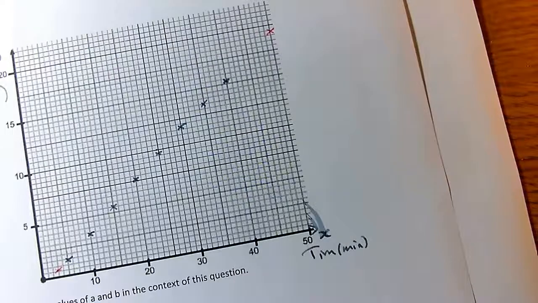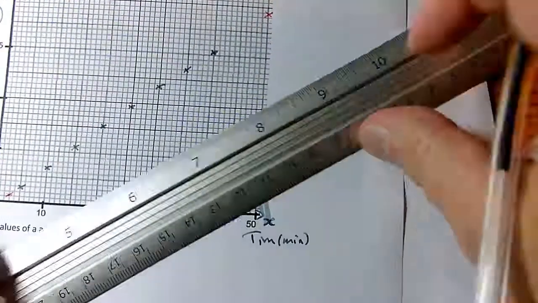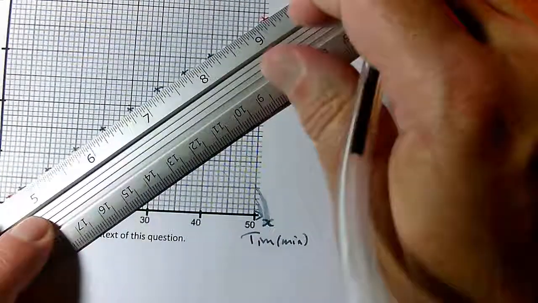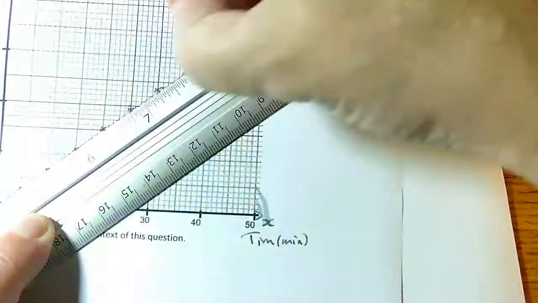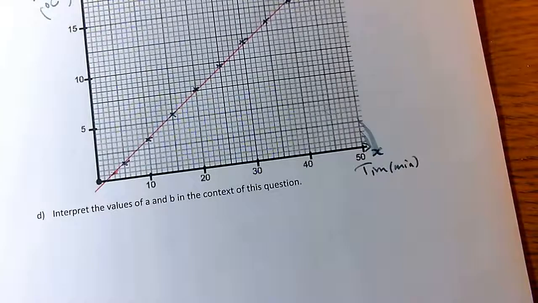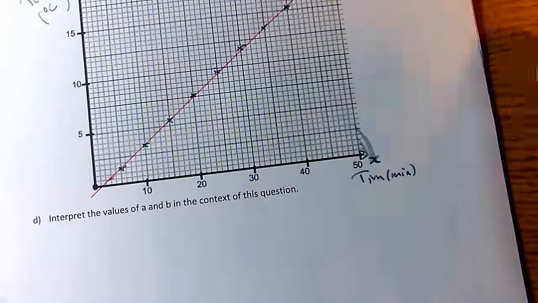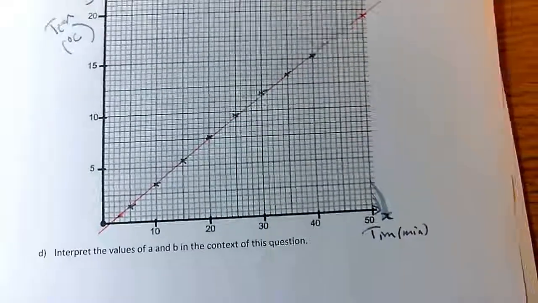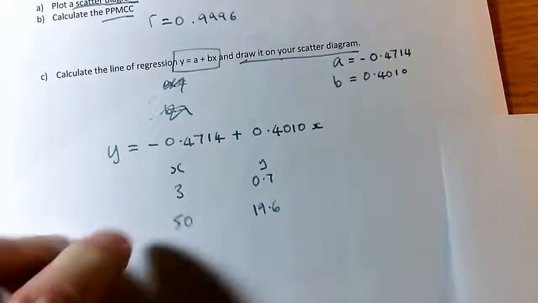And if I join those 2 points with a lovely straight line, then lo and behold, I get a red line that goes astonishingly close to all of the points. I think this data was made up. This is just too good to be true. Never mind, that's not our problem. We've drawn our scatter diagram.